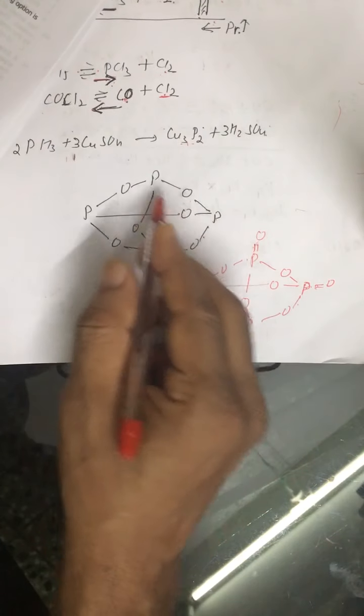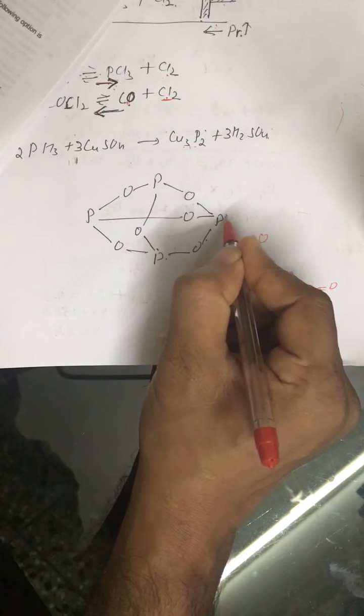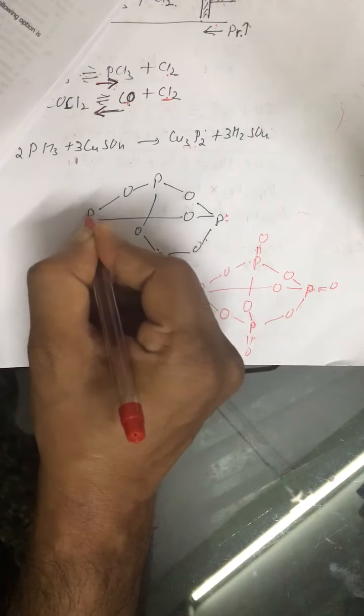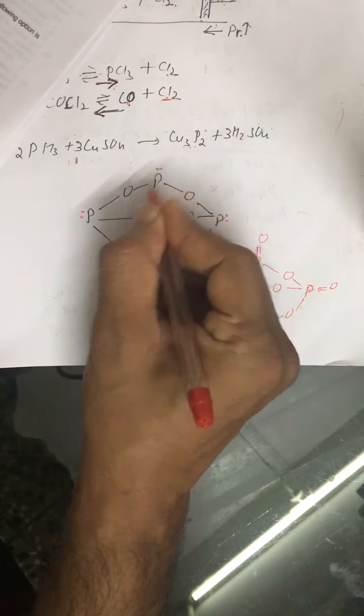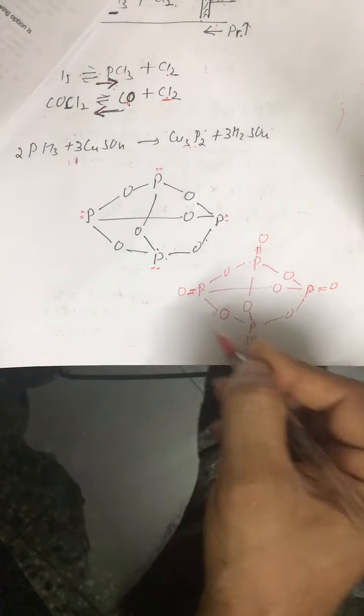Yes, correct. Both are sp3 hybridized. These are with lone pair of electrons. So all the four phosphorus are sp3. Here also they are sp3 hybridized. So the correct answer is the first option.